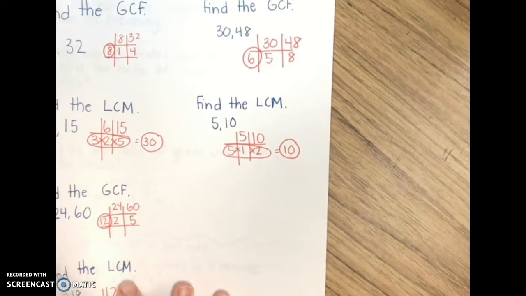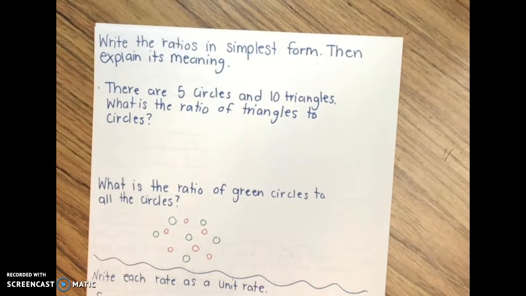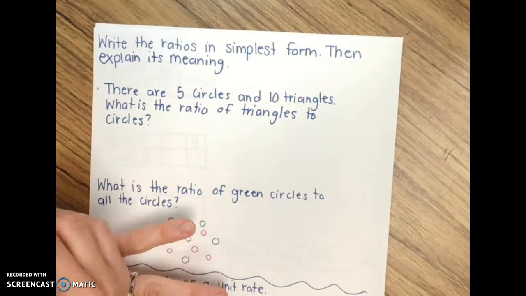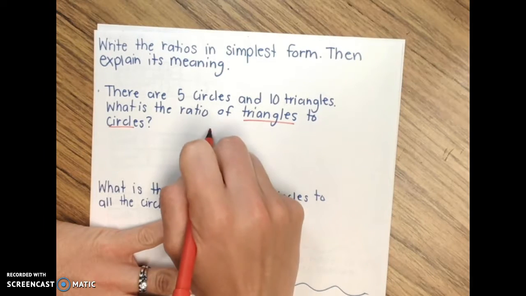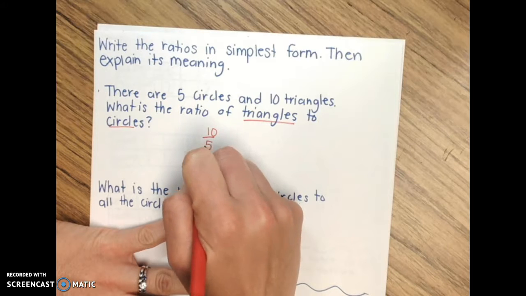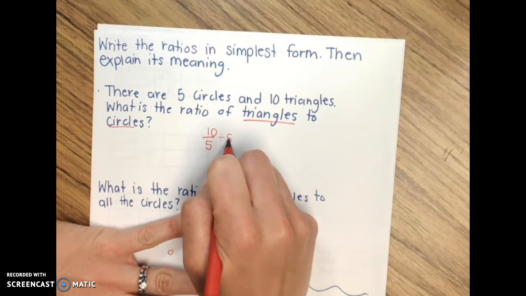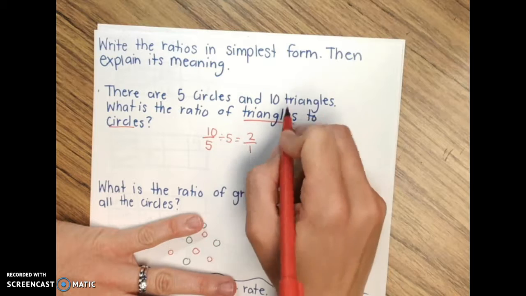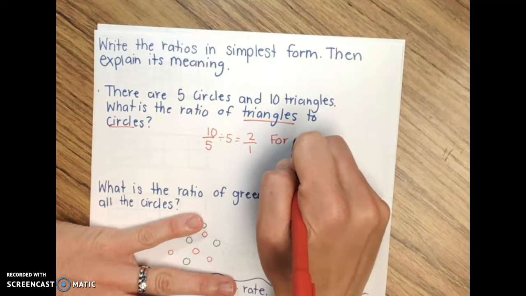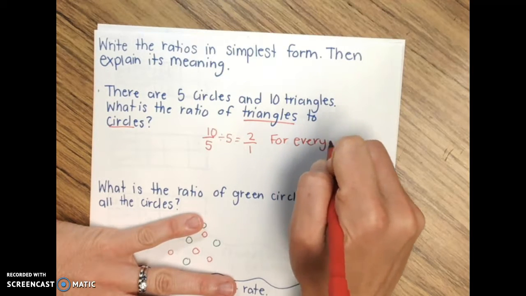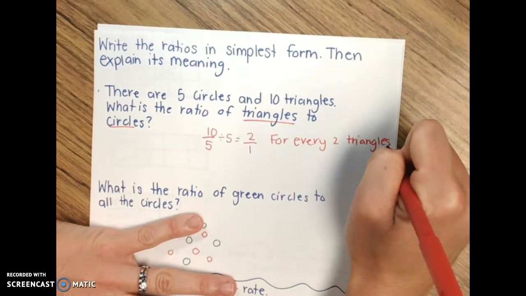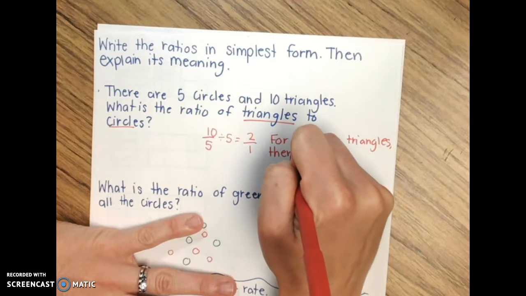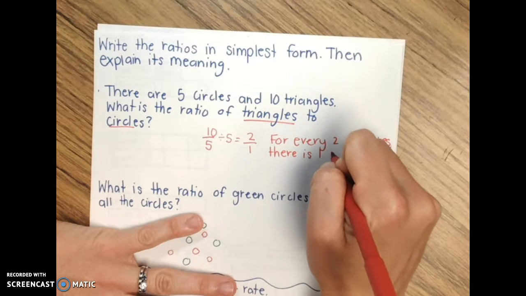Okay, this next page, we're going to look at ratios. And we're going to write in simplest form and then explain its meaning. There are 5 circles and 10 triangles. What is the ratio of triangles to circles? So there are 10 triangles. There are 5 circles. We're going to simplify that. So for every 2 triangles, there is 1 circle.